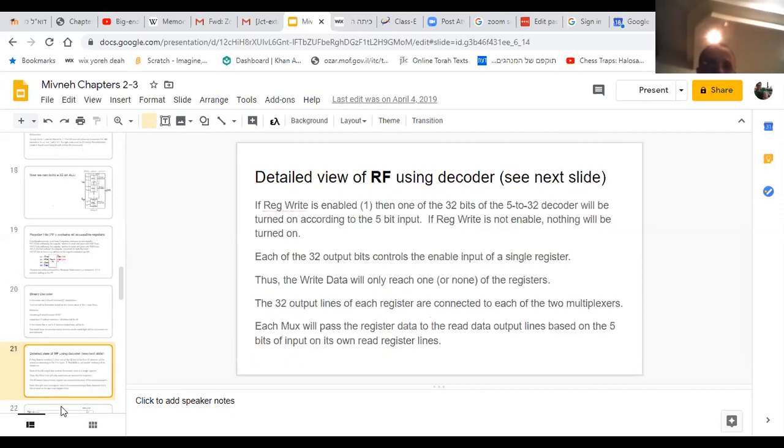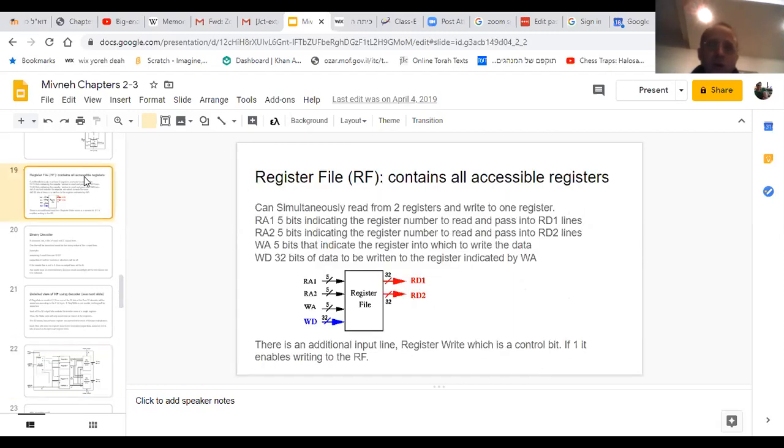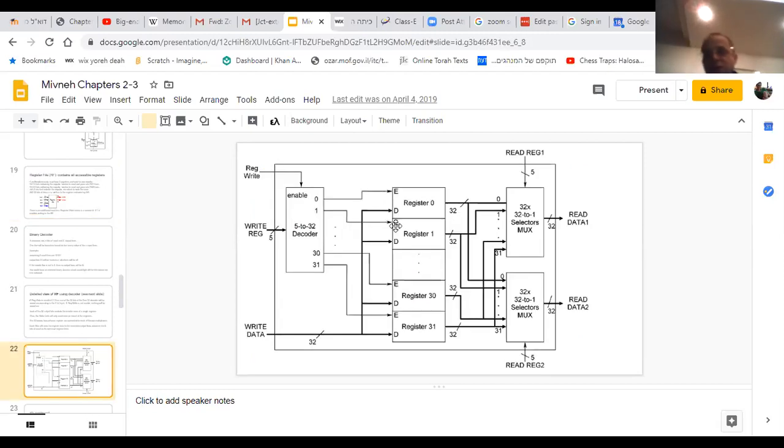Now let's go to the next slide. And here we see already more of what looks like the internal workings of the register file. What we looked at over here was the black box. We didn't explain how it works. Now we're going to look at the same black box, but it's no longer black. It's going to be clear, and we're going to see what's going on inside it. These are the same registers.